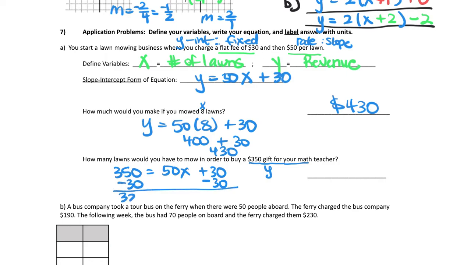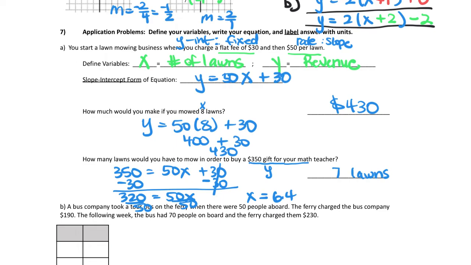And we end up with 320 is equal to 50x, and that cancels out. We'd want to divide both sides by 50. And we end up with x is equal to 6.4. So we actually will need to mow 7 lawns. We're not going to use our rules of rounding, because if we do 6 lawns, we won't get enough money in order to get the full 350. So that is what we do for question 7.